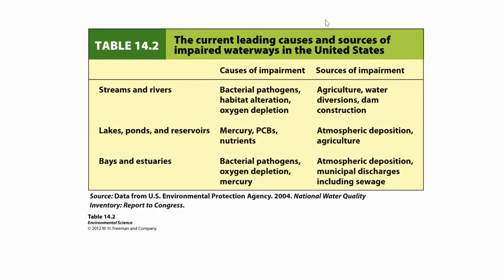We can also see in the next table the current leading causes and sources of impaired waterways in the US. So we see in streams and rivers, we often see lots of bacterial pathogens, habitat alteration, oxygen depletion, usually coming from things such as agriculture, the diversion of water, the construction of a dam. Lakes, ponds, and reservoirs, we see lots of mercury, PCBs, nutrient pollution that comes from agriculture, atmospheric deposition. Bays and estuaries can usually be bacterial pathogens, once again oxygen depletion, as well as mercury that can come from municipal discharge, such as sewage, or even atmospheric deposition.